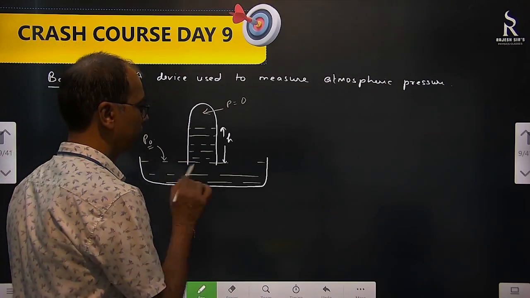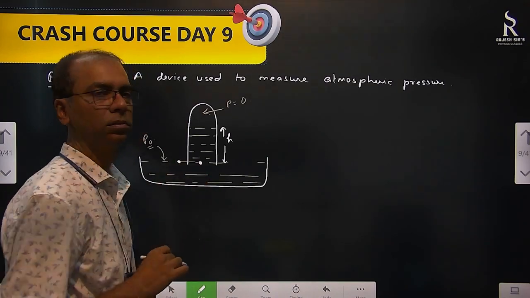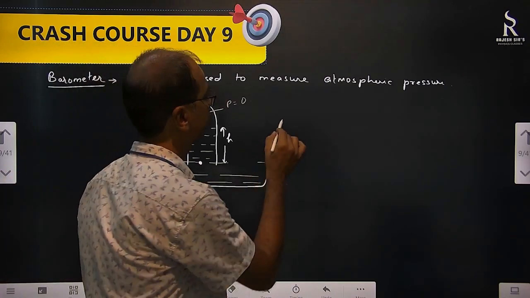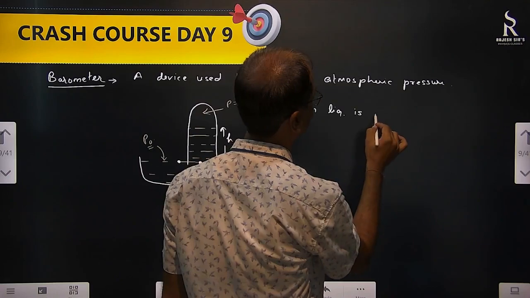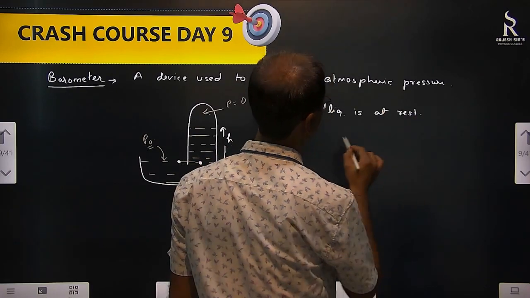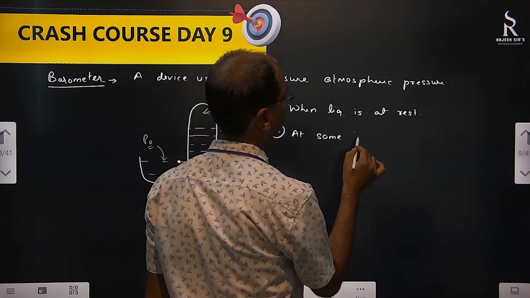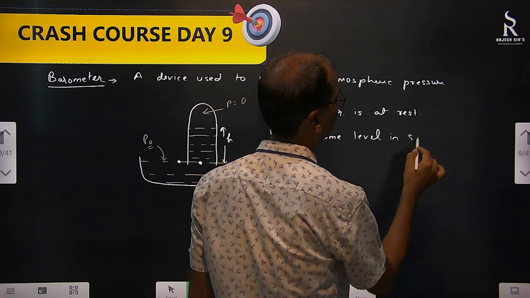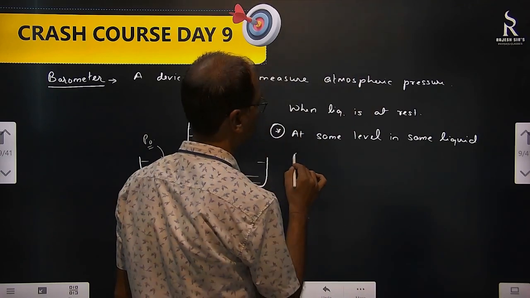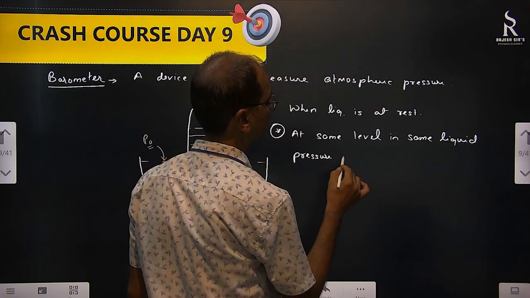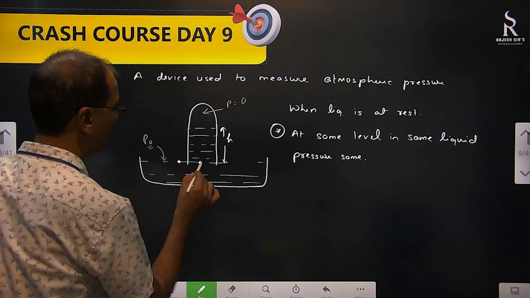So what happens now? Now when it is at rest, then remember that when liquid is at rest, at same level, in same liquid, pressure is same. At same level in same liquid, pressure is same. So that means pressure here and pressure here is same.